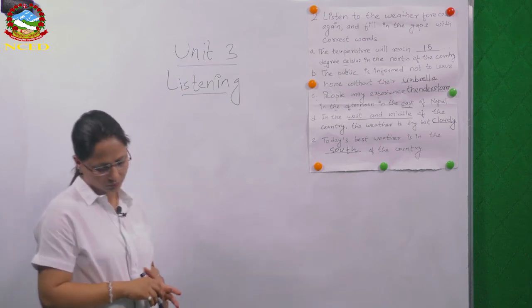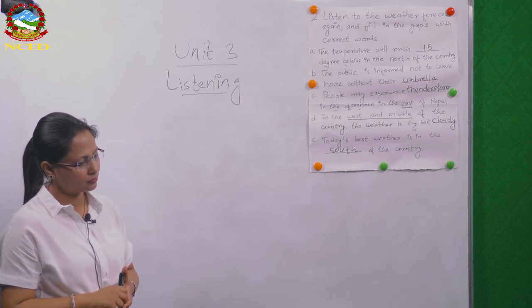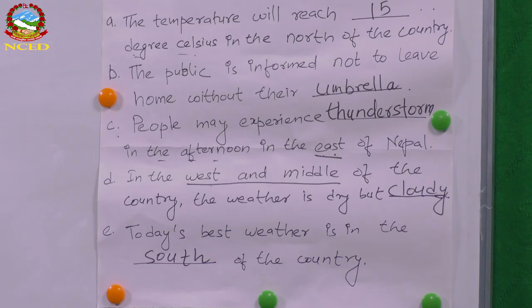The south of the country has the best weather today. It's cloudy most of the time, but sunny this afternoon. The temperature is around 25 degrees centigrade.